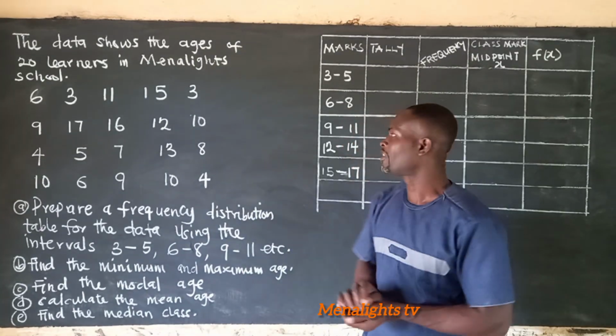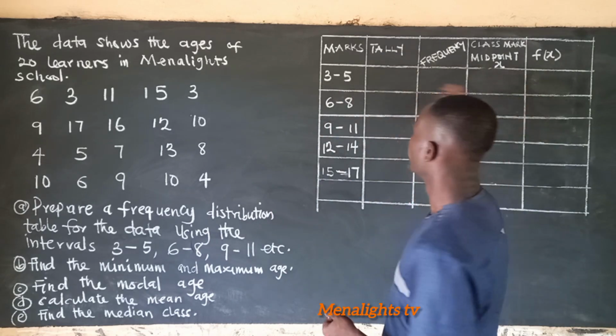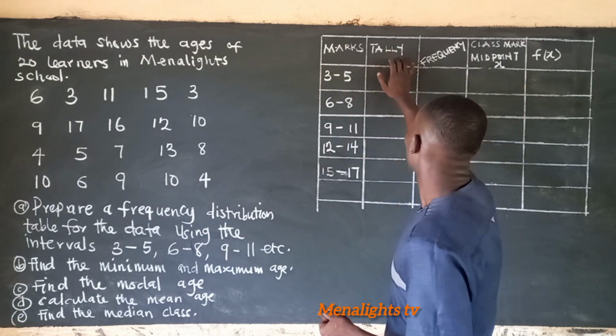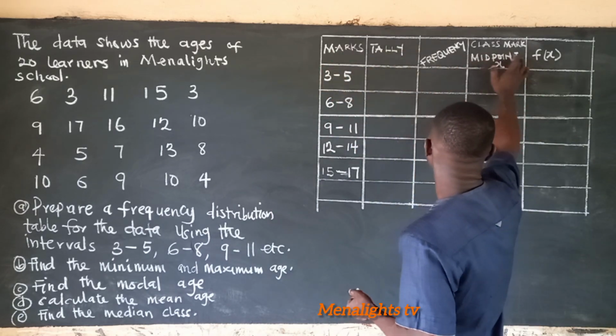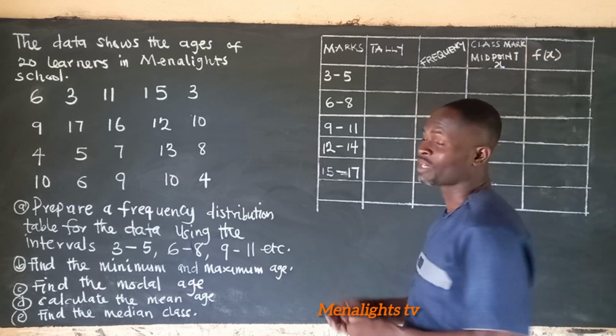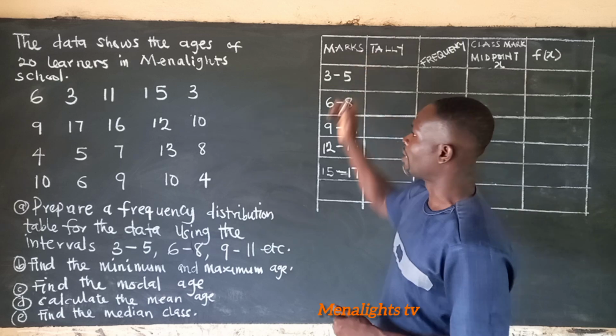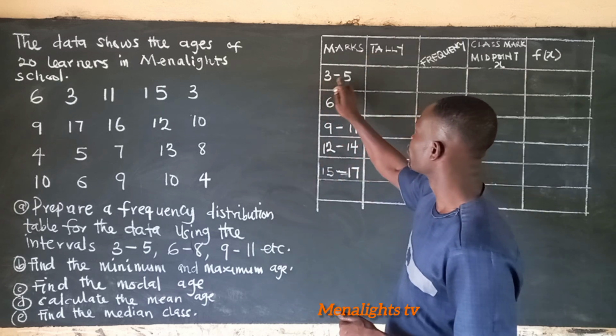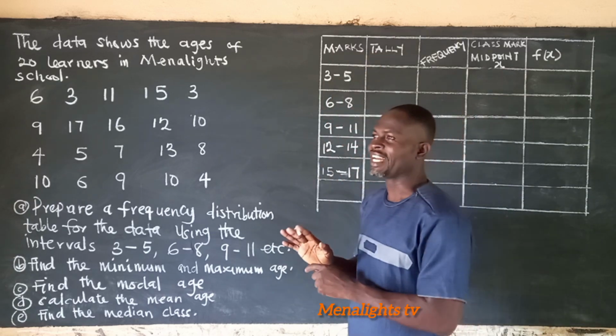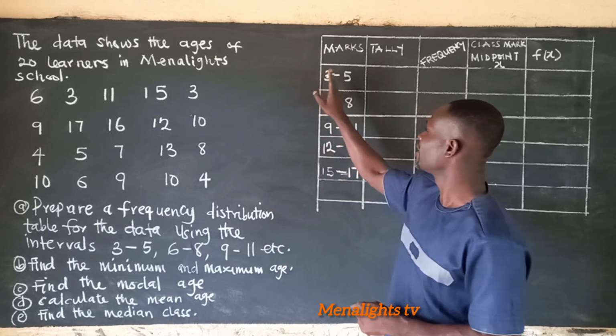So here we have our frequency distribution table. We have the ages, the tally, the frequency, the class midpoint or class mark, as well as the fx. So we are going to fill the intervals. So we have 3 to 5. So you look for the ages that fall between 3 and 5.